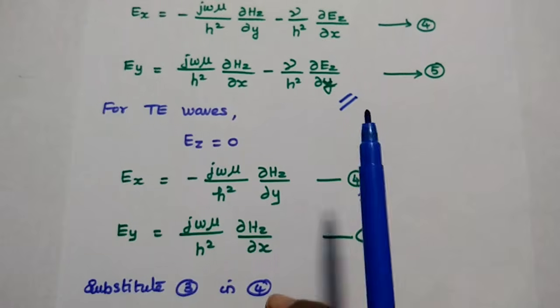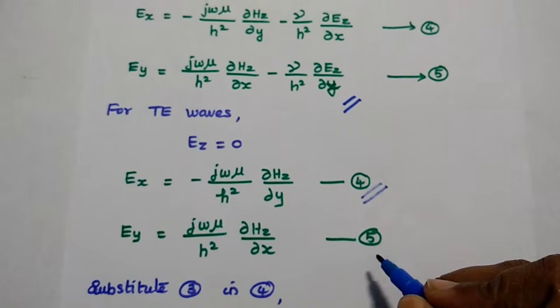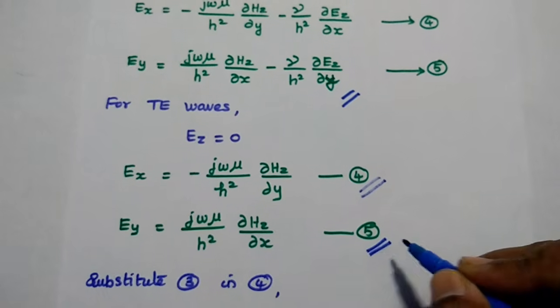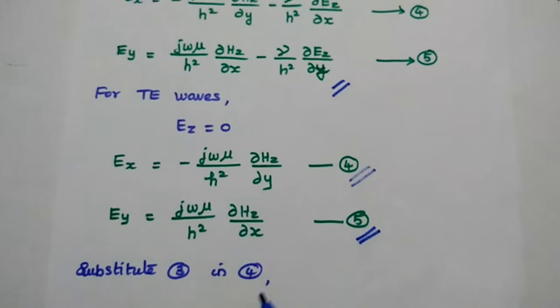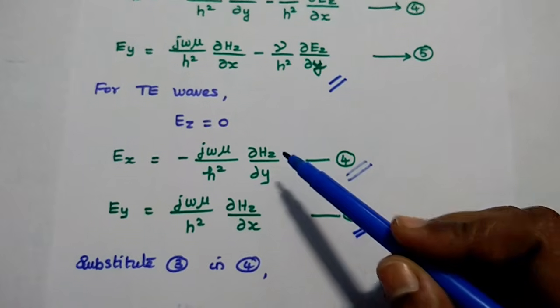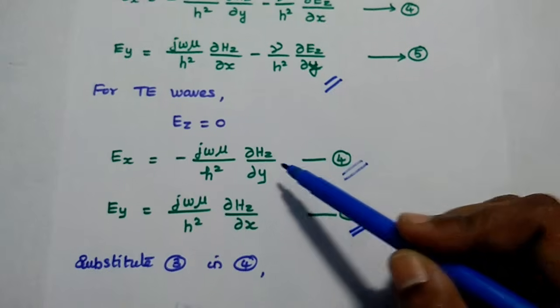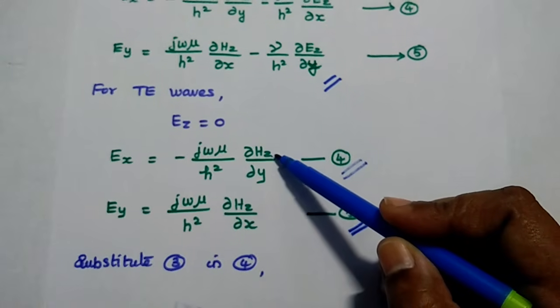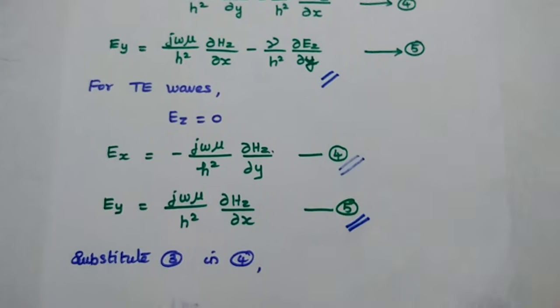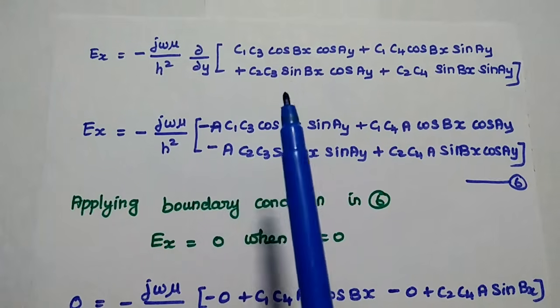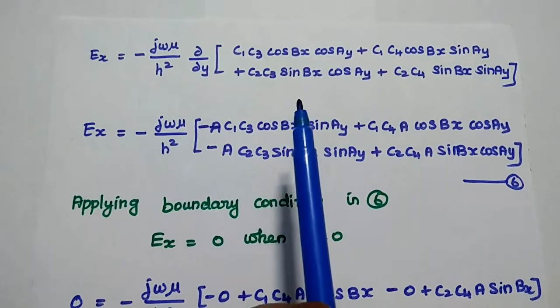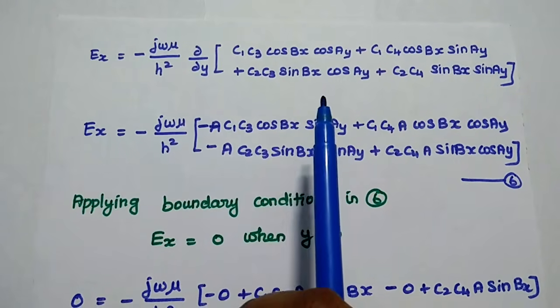Okay. So here Ez is 0. Consider this one is the updated fifth equation. So now we are going to substitute the value of this hz, that is the third equation, in this fourth equation. So in this fourth equation, the hz value is replaced with the third equation.